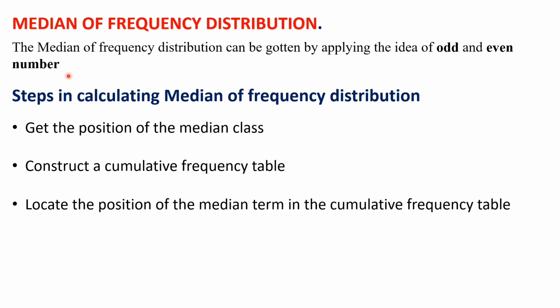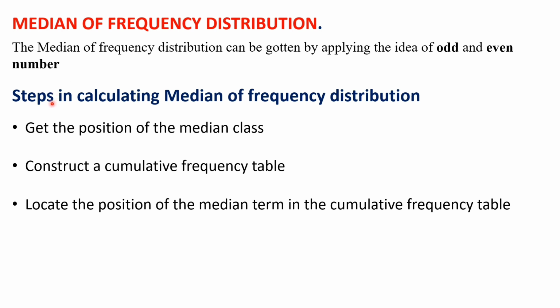dealing with ungrouped data, we talk about when the total number of our elements is odd, we use a particular formula, and when the total number of our elements, that is the values that we have in our data set, is even, we make use of a specific formula. It's also applicable in this place. You understand? So now let's look at the steps in calculating the median of frequency distribution.